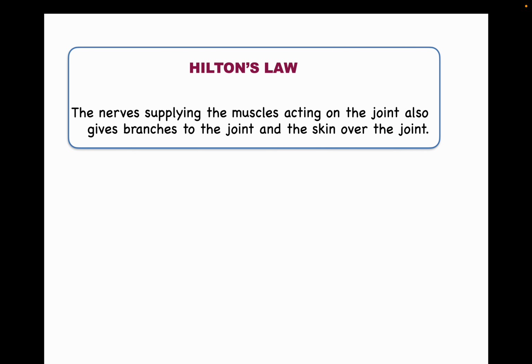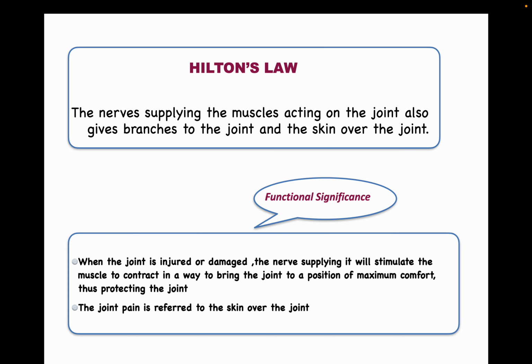What is Hilton's law? The nerves supplying the muscles acting on the joints also give branches to the joint and the skin over the joint. So this is Hilton's law. Functional significance: when the joint is injured or damaged, the nerve supplying it will stimulate the muscles to contract in a way to bring the joint to a position of maximum comfort, thus protecting the joint. The joint pain is referred to the skin over the joint. So this is the reason.